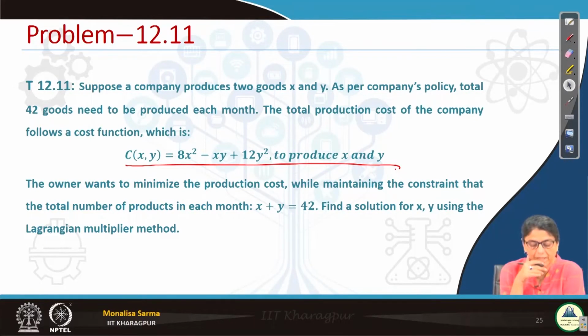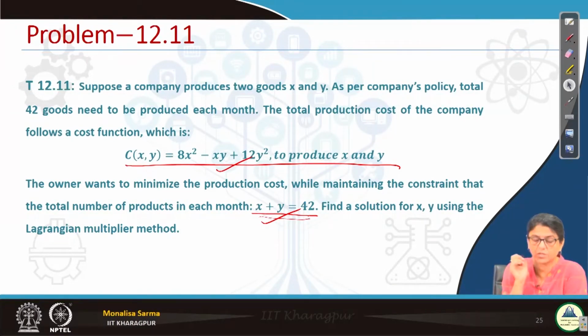The owner wants to minimize the production cost while maintaining the constraint that the total number of products each month, X plus Y, is equal to 42. Find a solution for X and Y using the Lagrangian multiplier method. Even if Lagrangian were not mentioned, we know we can use the Lagrangian multiplier method because this is an optimization problem where we need to minimize this subject to this constraint. It is a convex optimization problem with an equality constraint.